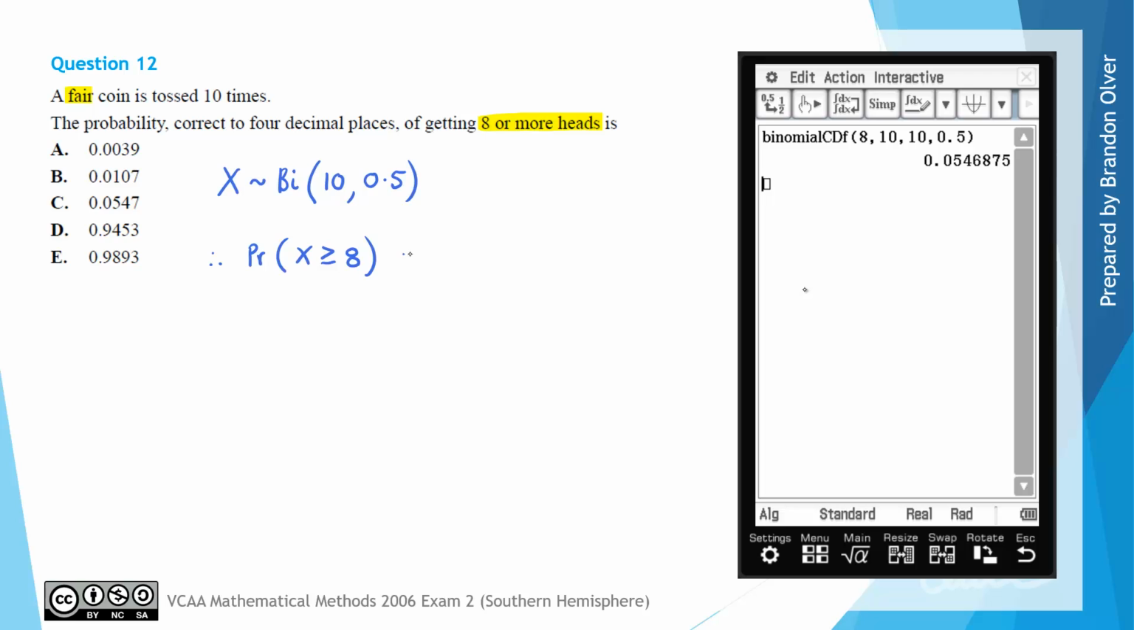So from the CAS calculator, we can see that that answer was 0.0546 8. So that will round to 7 when we answer this to 4 decimal places as required. So that means that option C is the correct answer for question 12.